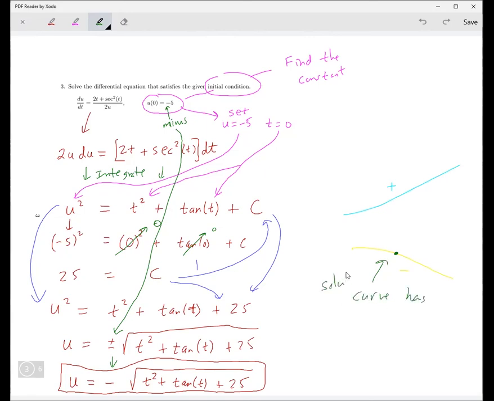Or the solution curve has to go through this point. So that means that yellow curve has to be the curve that has to be the solution. Okay.